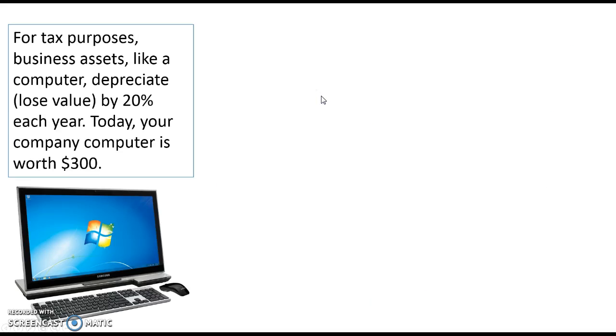So for tax purposes, business assets like a computer depreciate, which means to lose value, by 20% each year. And that's not just me making it up. That's in the actual tax documents. When you have a company and you file your business taxes, they will say that your company assets depreciate by 20% each year. That's what they allow. So today, your company computer is worth $300.